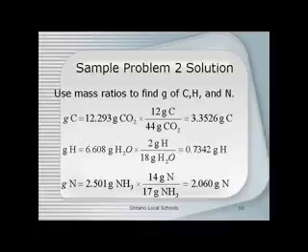Now, we haven't used the mass ratio of nitrogen in ammonia in a problem yet, but it's very straightforward. We have 2.501 grams of ammonia, NH3. We multiply that times the equality of there are 14 grams of nitrogen in every 17 grams of ammonia. When we do that, that ratio of 14 over 17 times the 2.501 grams of ammonia gives us 2.060 grams of nitrogen.